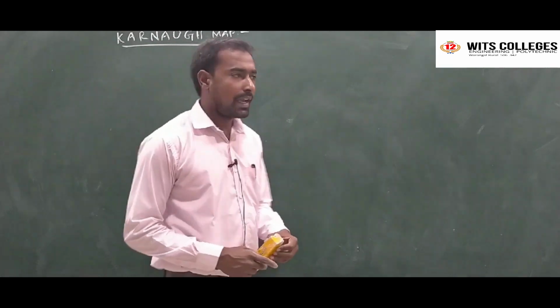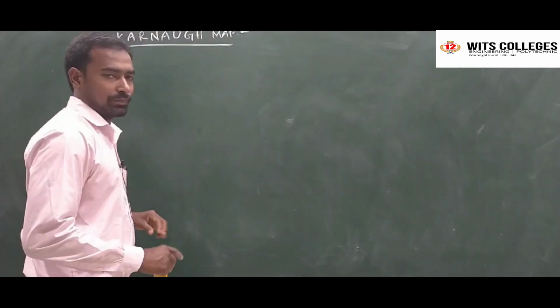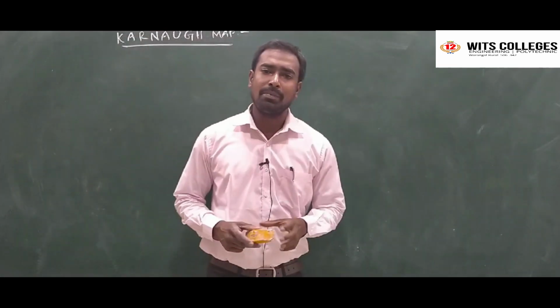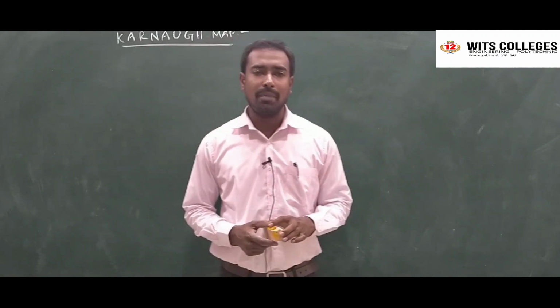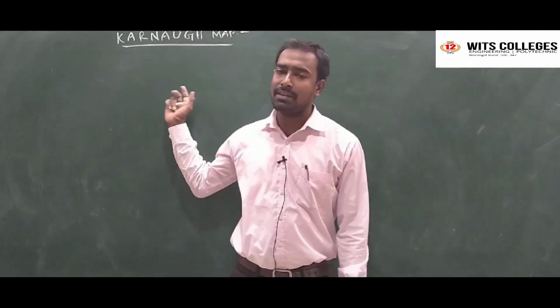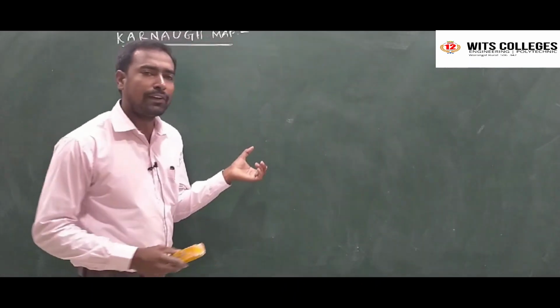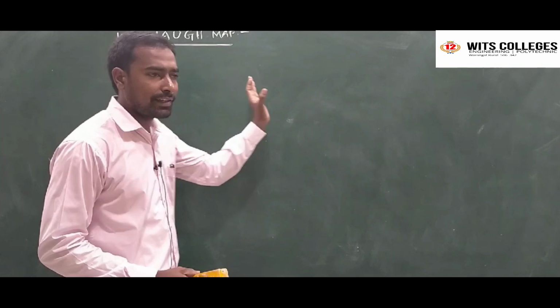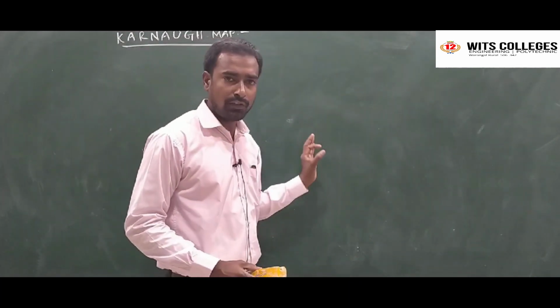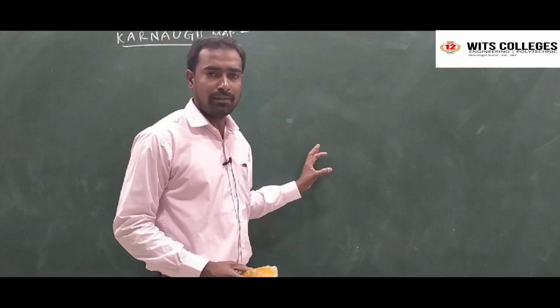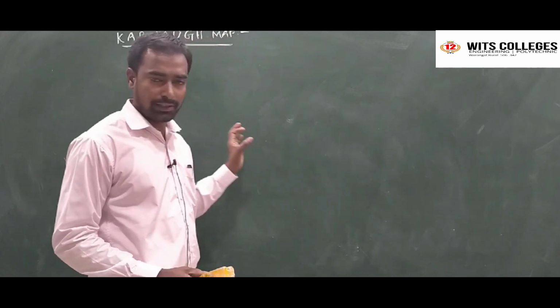Okay, next we have Karnaugh map. The Karnaugh map is also called a K map, and the K map is a graphical tool for finding the sum of products and product of sum in simplified Boolean expressions.